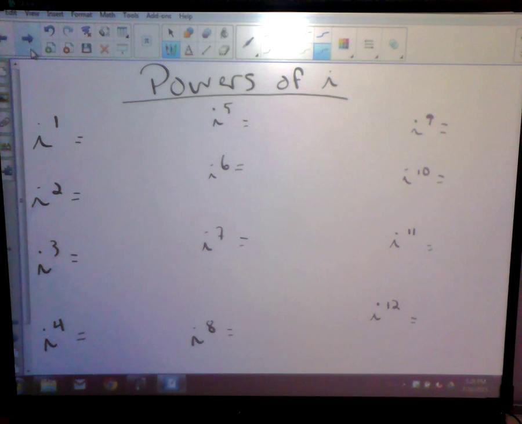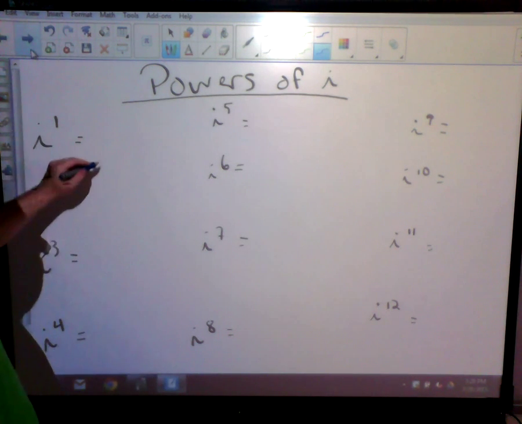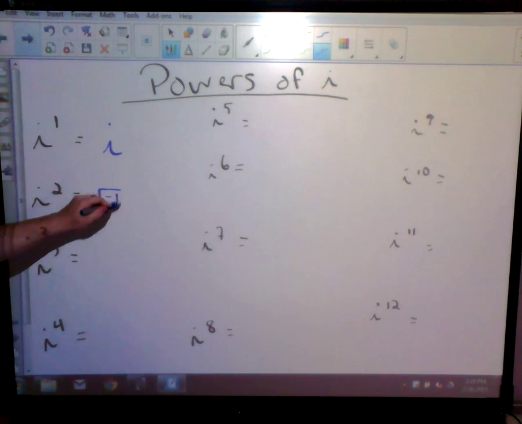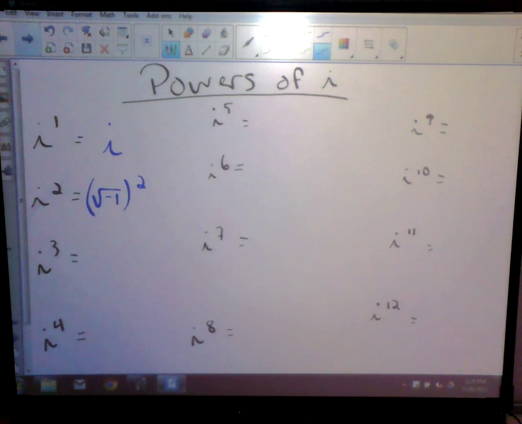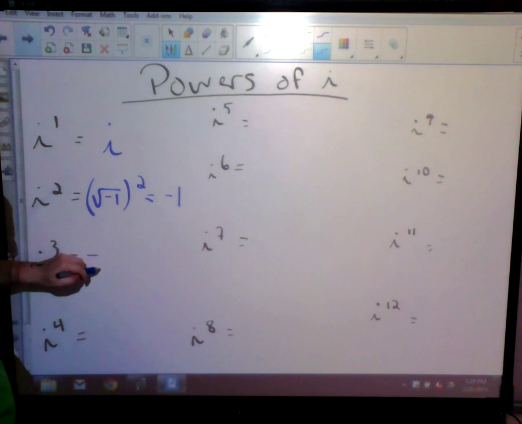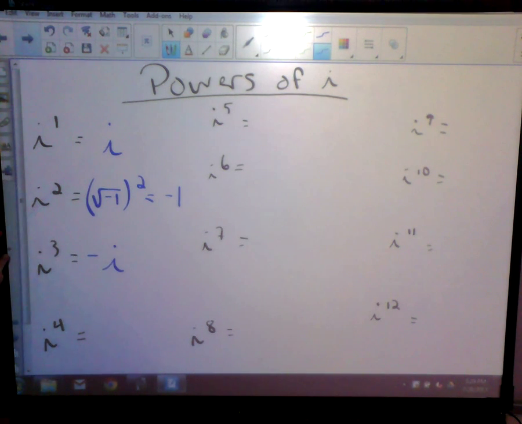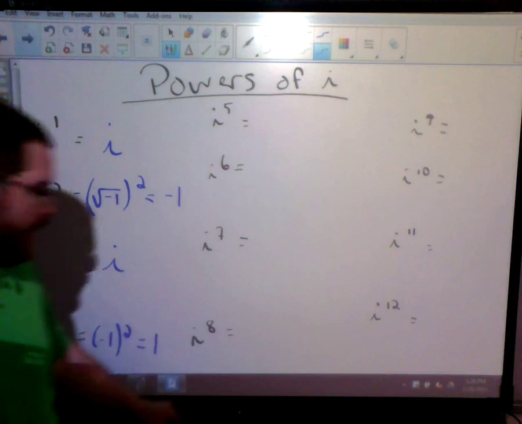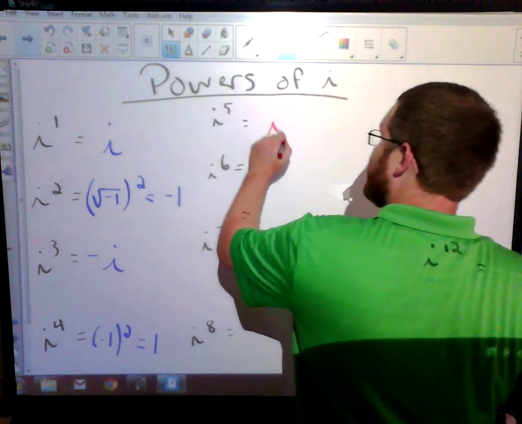Well, let's talk about powers of i. i to the first is just i, just like x to the first is x. What about i squared? That's the square root of negative 1 squared. That's negative 1. i to the third is i to the first times i to the second, so if I multiply those two things together, I'd have negative i. i to the fourth is this squared, so it's negative 1 squared. It's positive 1.